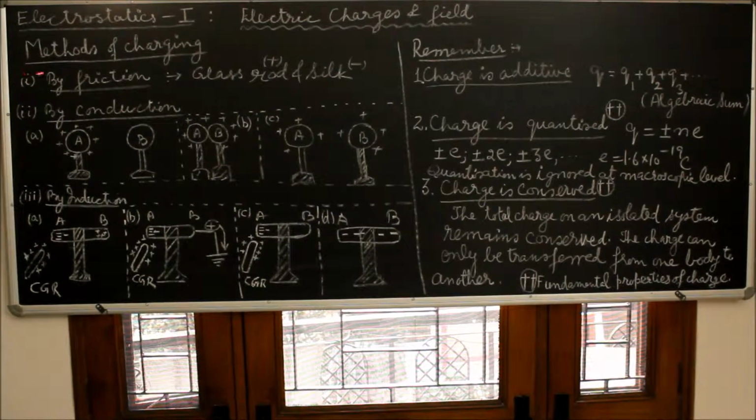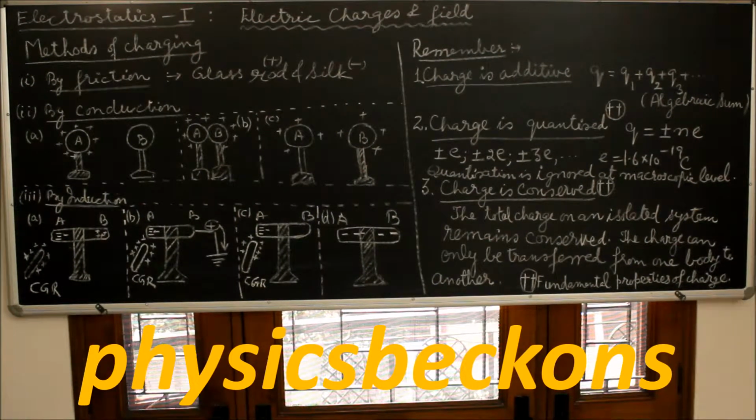Let's now study the different methods of producing electric charge. One of the methods, and the earliest used for charging, was by friction. When we rub a glass rod with silk, as studied earlier, the glass rod acquires positive charge and silk acquires an equal amount of negative charge.